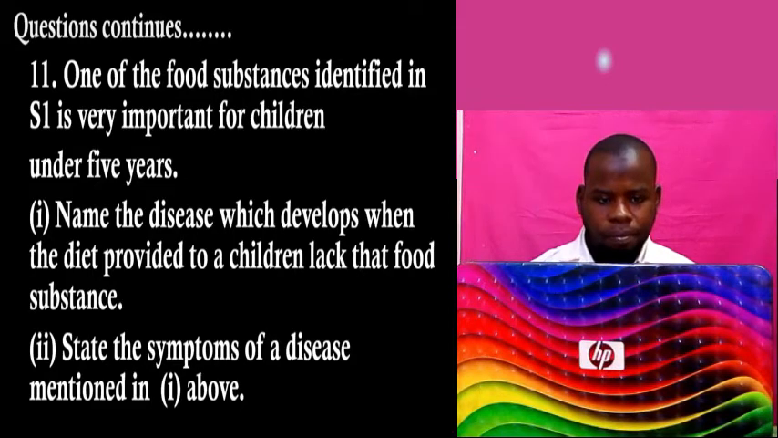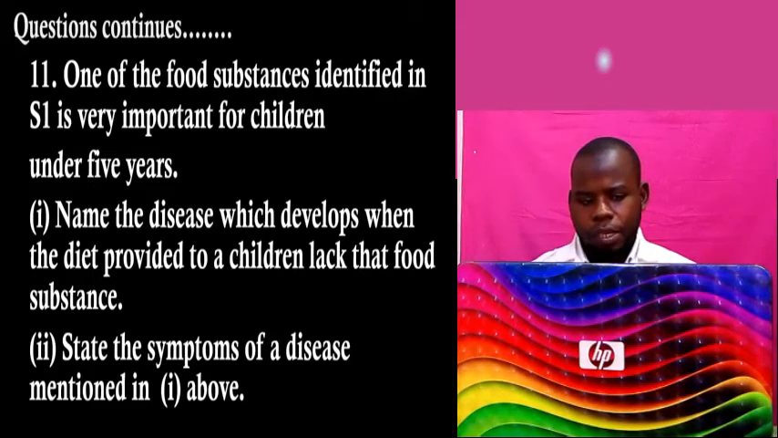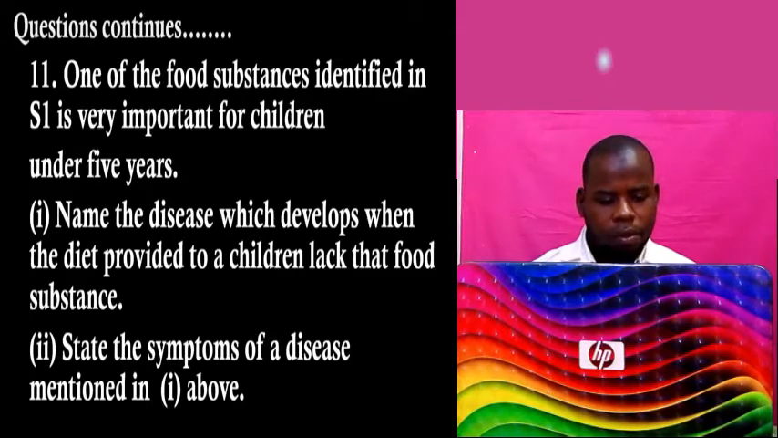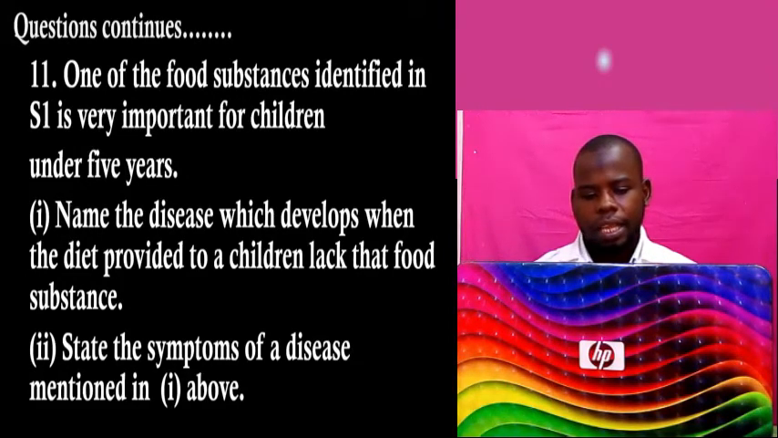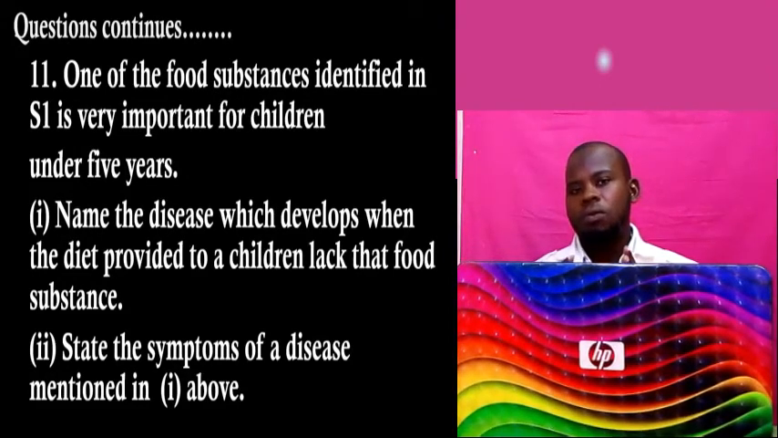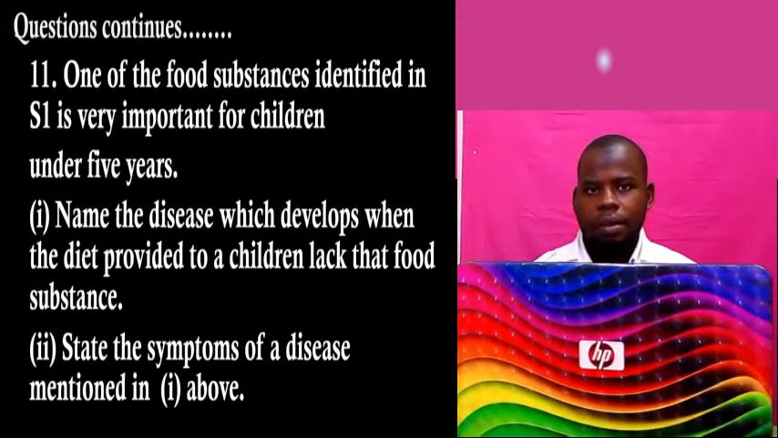Number one, it is protein. Another part of question 11: name the disease which develops when the diet provided to children lacks that food substance. That is what will happen when children do not get enough protein, when they lack protein. The disease for the deficiency of protein is kwashiorkor. So now the answer is kwashiorkor.